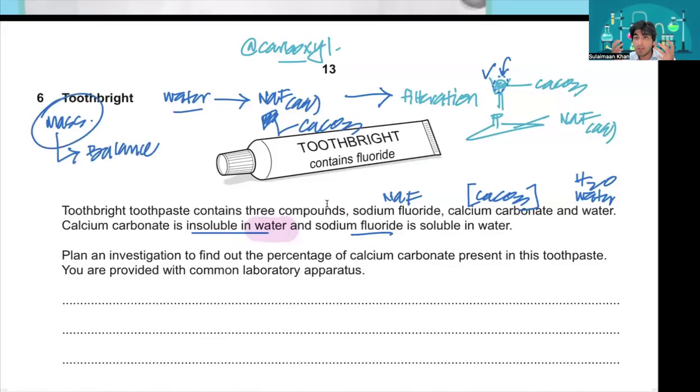And the examiner wants values. So you're going to say, let's suppose we take 10 grams of toothpaste and weigh it on a balance. And then once finally you have calcium carbonate, you wash it and dry it with a filter paper, you will also weigh calcium carbonate on a balance, and you're going to get a reading.